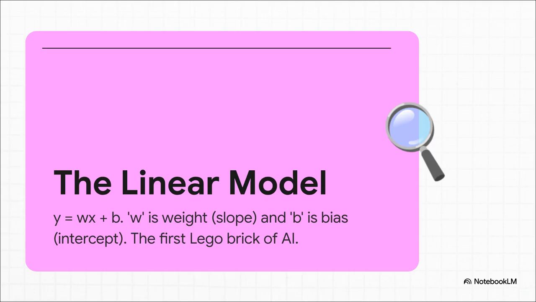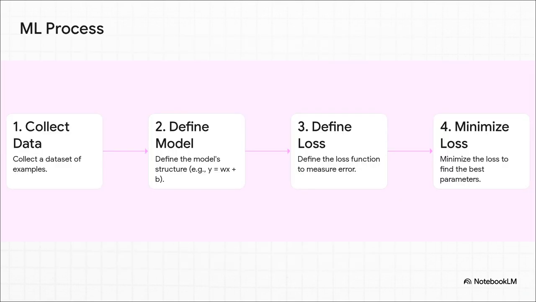But I promise you, every gigantic AI model out there, deep down, is just a ridiculously massive structure built from simple ideas just like this one. So how does a simple line learn anything? Well, it follows this little four-step dance.